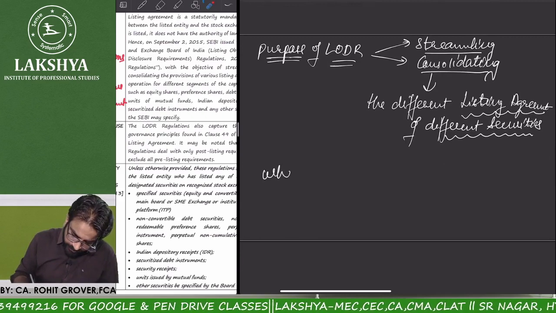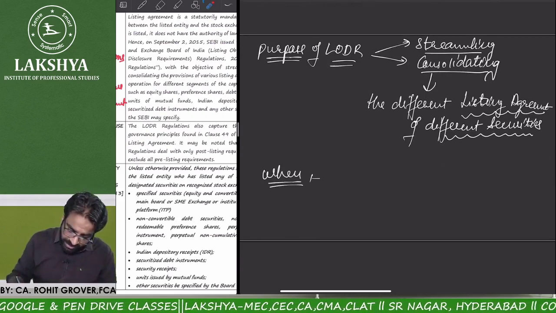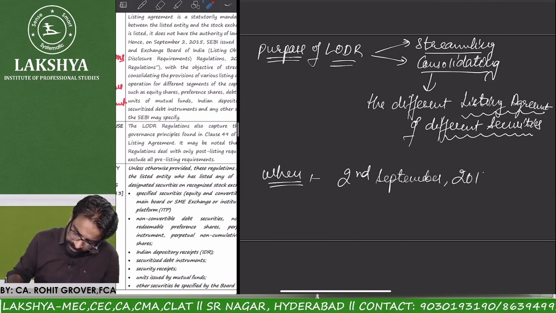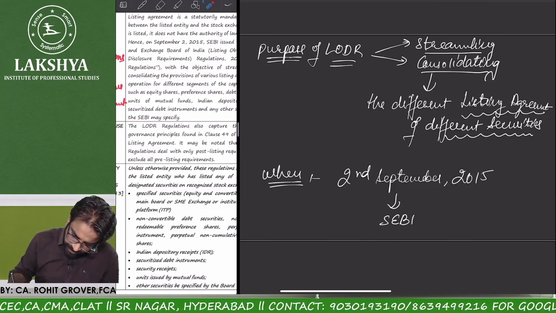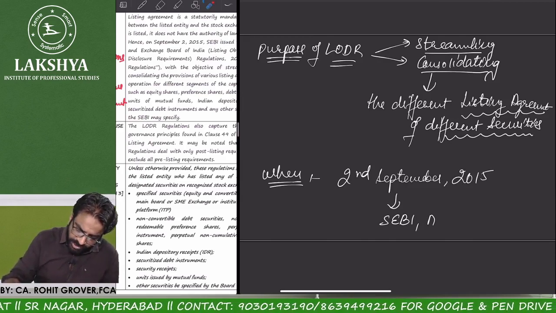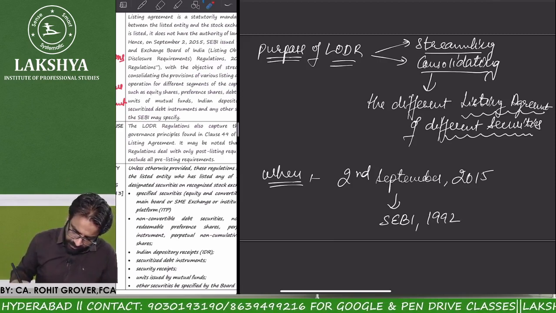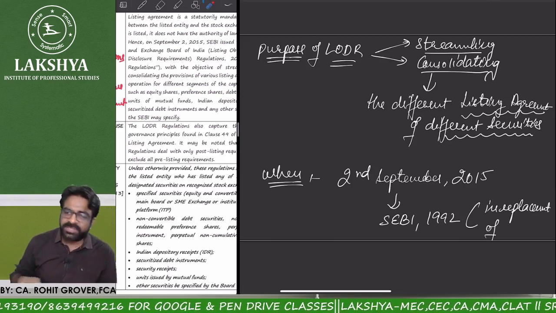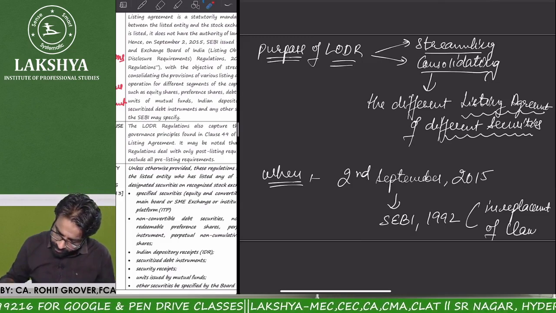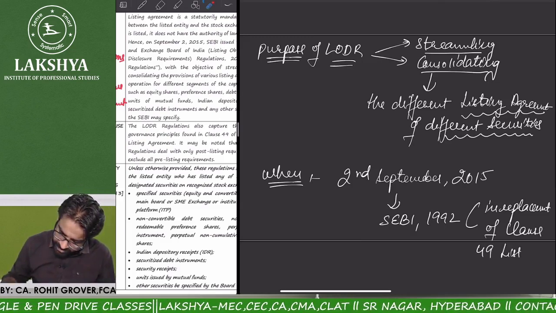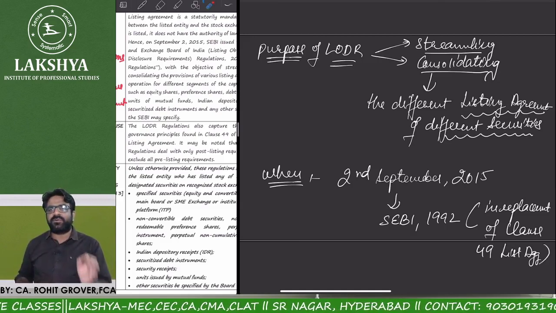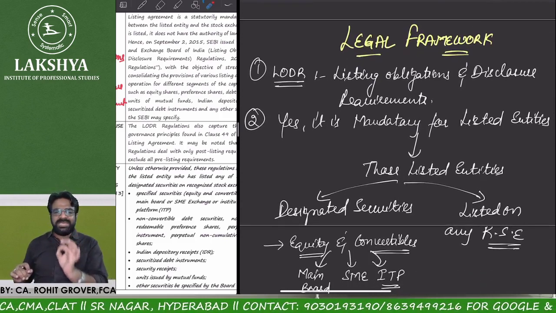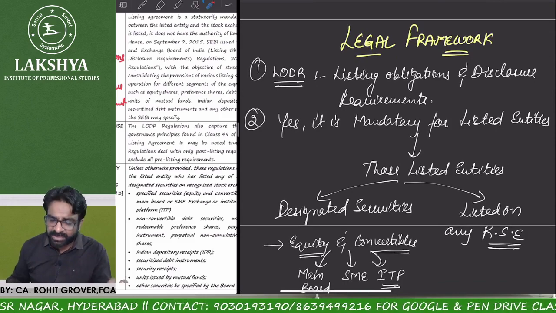So when it came, sir, it came on which day? It came on 2nd September 2015, issued by whom? SEBI Act 1992. Are you getting the point? In replacement of clause 49 listing agreement. Correct, everyone? So tell me, is it looking better or not? So we understood each and everything relating to legal framework.